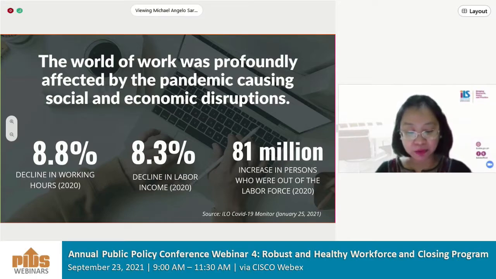In fact, according to the ILO, on January 25, 2021, around 93% of workers are currently living in countries with workplace restrictions. In 2020 alone, 8.8% of the global working hours were lost, which is equivalent to 255 million full-time jobs. These losses resulted in an 8.3% decline in labor income, equivalent to $3.7 trillion or 4.4% of global gross domestic product. These employment losses obviously translated into rising inactivity or reduced labor force participation, which increased by 81 million. Next slide, please. How did it impact us?